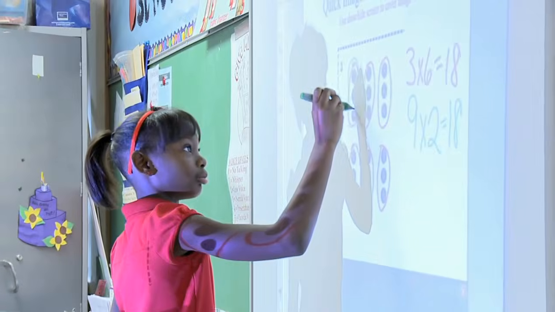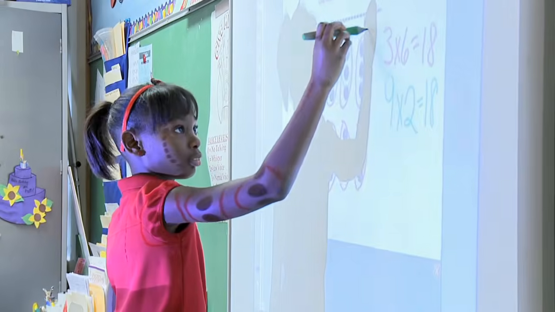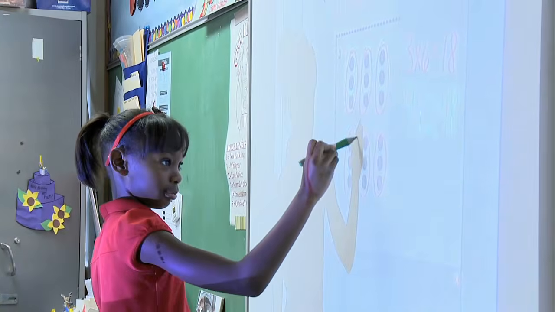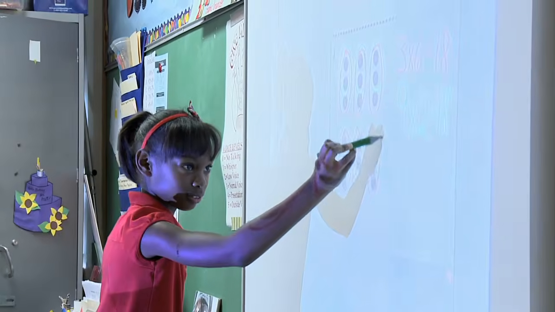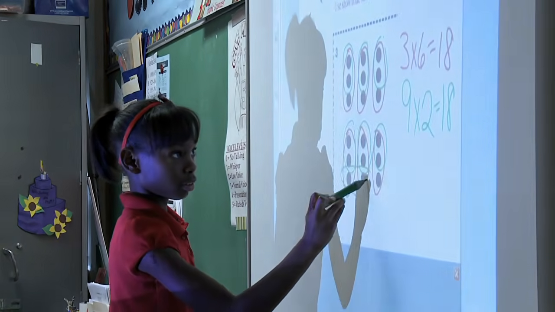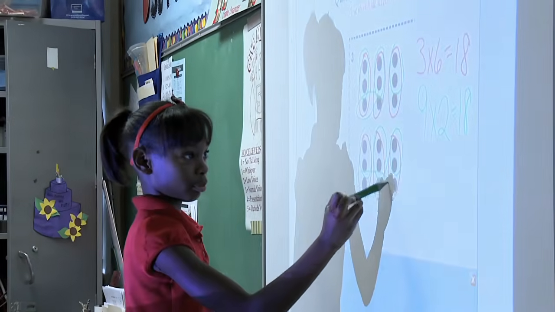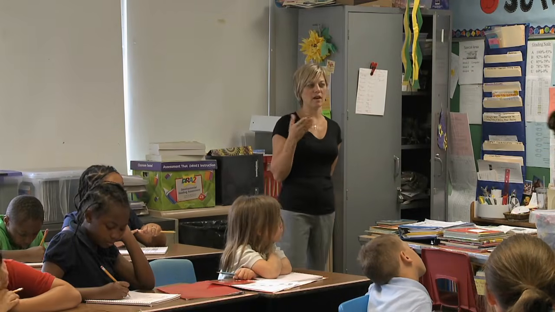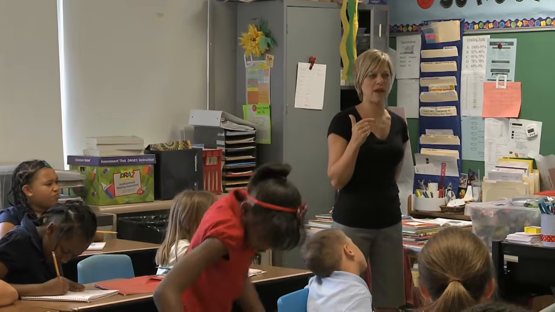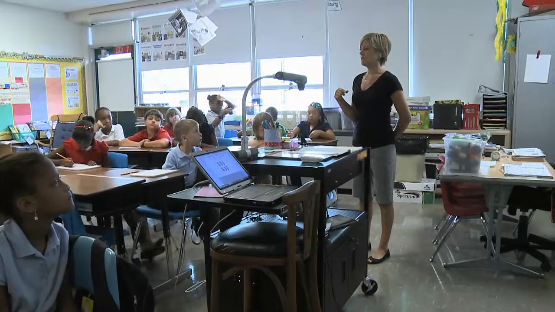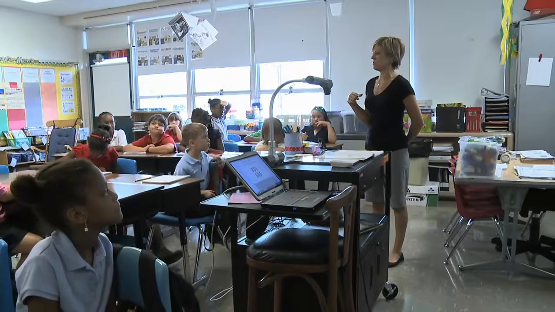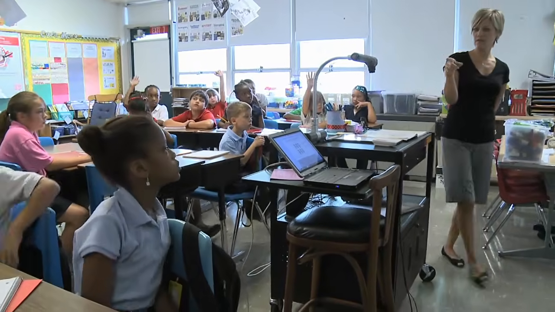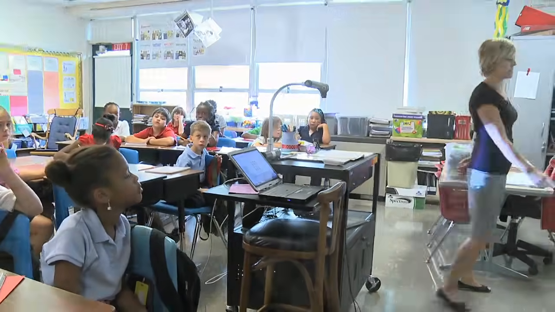Did anybody think like Tiandra? Oh, okay. I see how you connected it. 9 groups of 2. Did anybody do the commutative property of that one? Because I really didn't think 9 groups of 2. I thought of it as, what's the commutative of 9 times 2? 2 times 9. Say it again. 2 times 9, and I'll show you what I did.